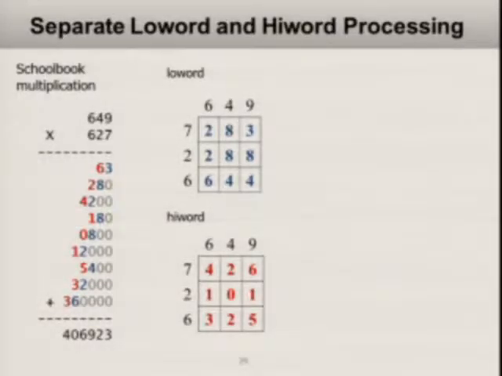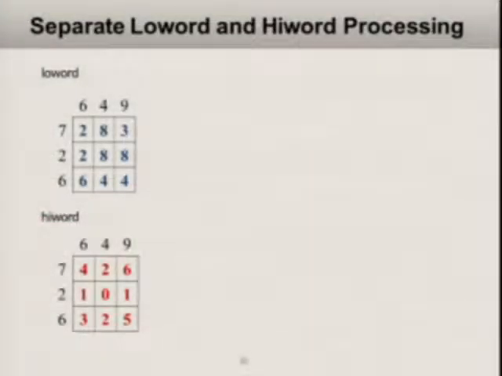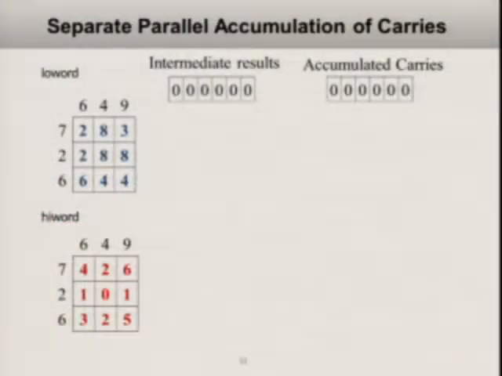The first idea is to separate the processing of Loword and Hiword to remove dependency. Here the Loword is the blue digit and the Hiword is the red digit. By separating Loword and Hiword, we can process 3 numbers in parallel among the 9 numbers. We also process carries separately to remove dependency. So let me show how it works.